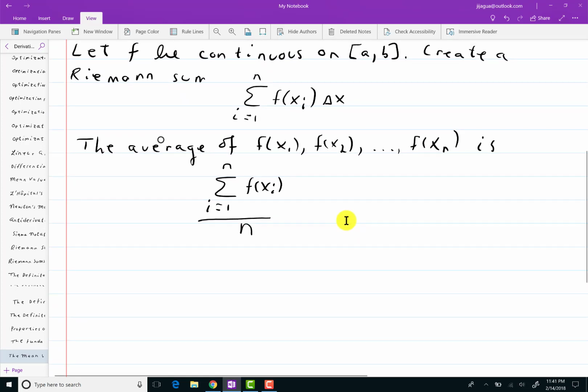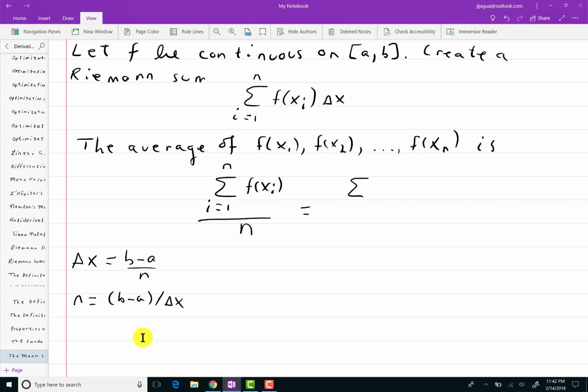Now, if you remember, when we were doing delta x, when they all had the same exact thicknesses, delta x was (b minus a) over n. It doesn't really matter what the n is, but that means I could rewrite n equals (b minus a) divided by delta x. So that's what I'm going to do next. So this is the sum, i equals 1 to n, f of x_i, all over (b minus a) divided by delta x.